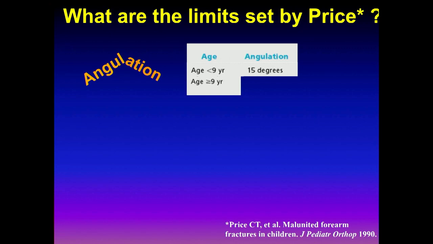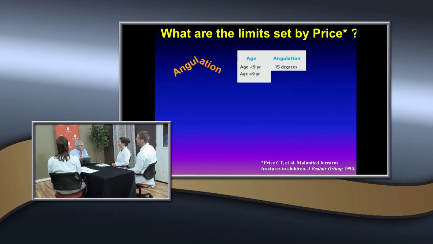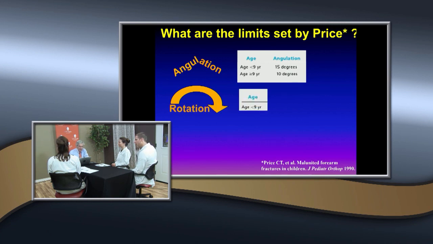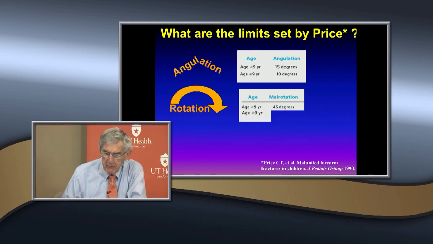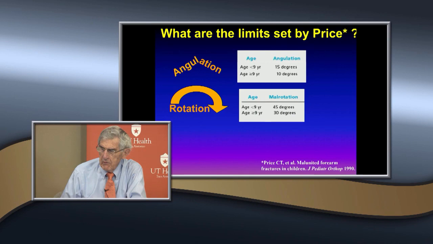Suppose they're a little bit older. 10 degrees? Yeah, that's right. 10 degrees. That's right. So what about rotation? Now you can do it. Age 9 years? 45. Yeah, 45 degrees. And if they're older, you have to accept about 30 degrees of rotation. That will give you a good functional and cosmetic outcome.